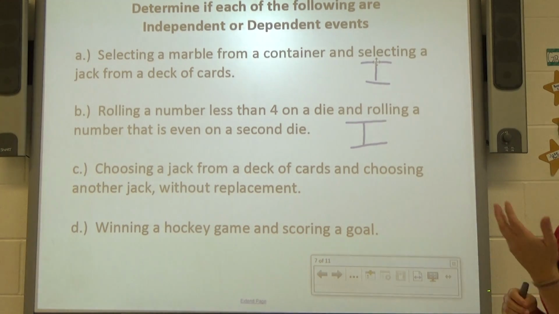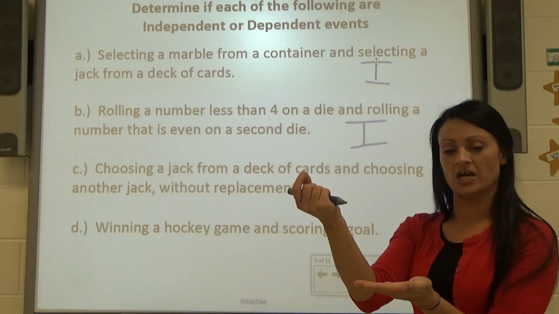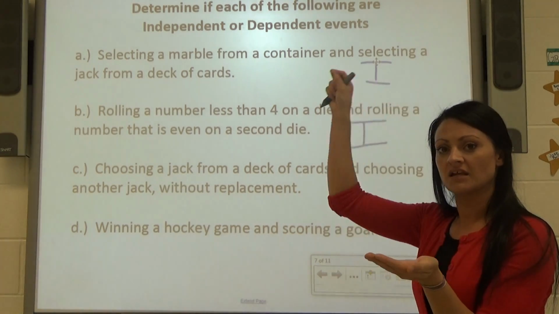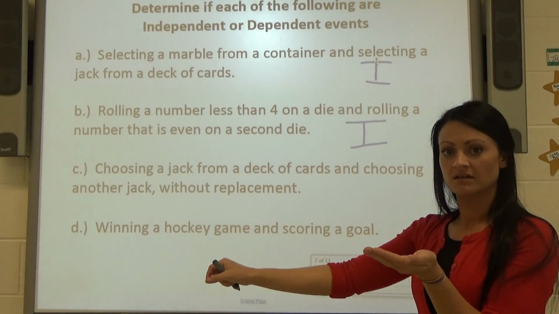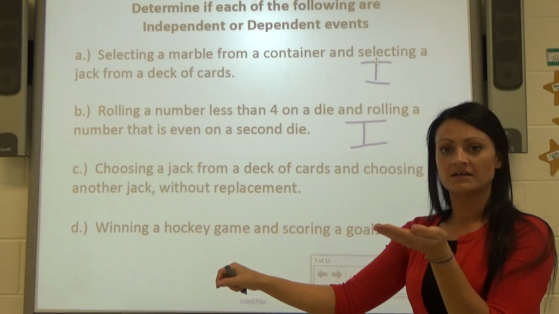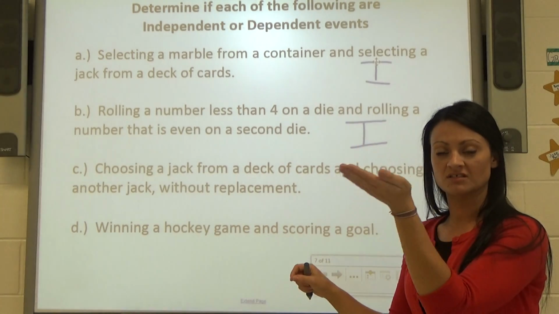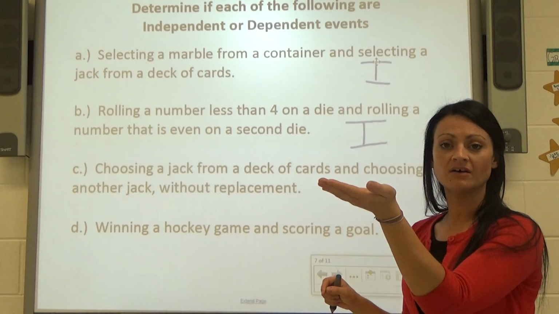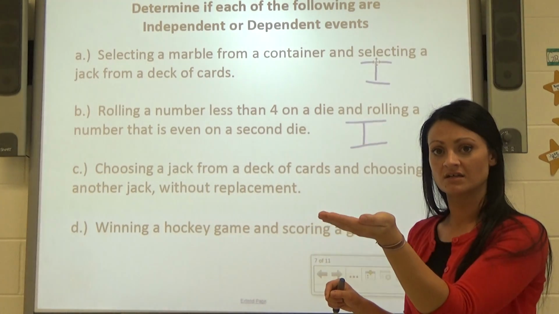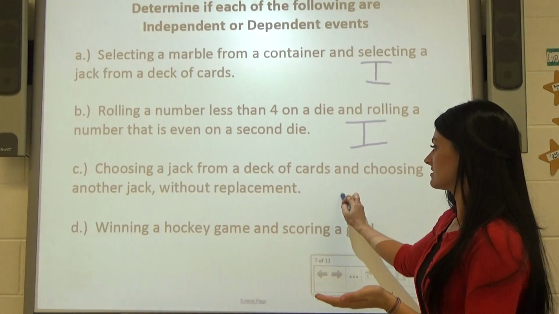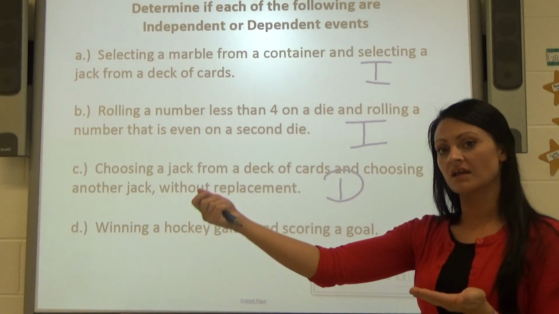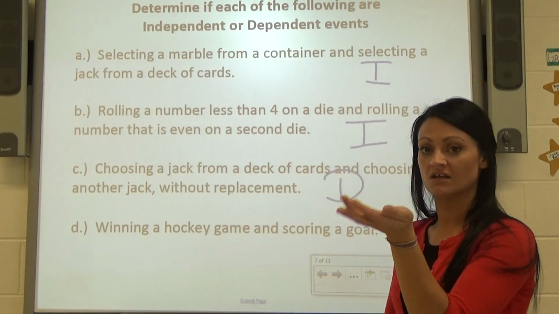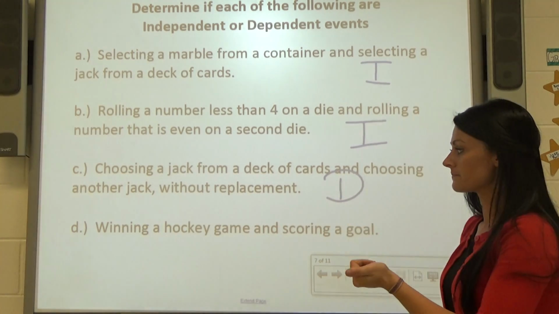Now in part C, I have a deck of cards. I'm going to pull out a jack. But instead of putting it back in the deck, I have taken that jack and put it aside. Because I put the jack aside, I have automatically changed the deck of cards, and it's not a standard deck anymore, because now instead of having 52 cards, I have 51. So this is dependent, because by putting that card to the side, I've completely changed what's happening in the standard deck. It's not standard anymore.